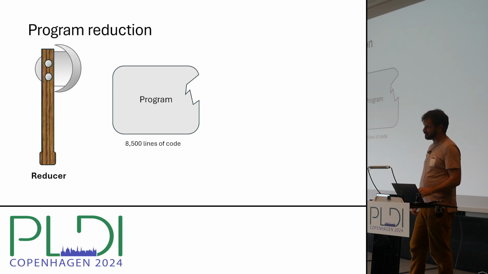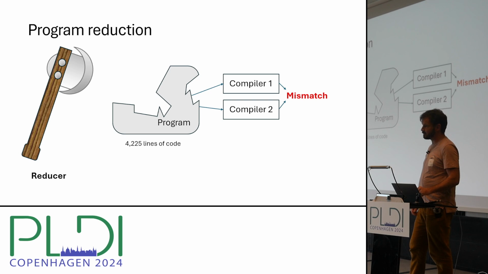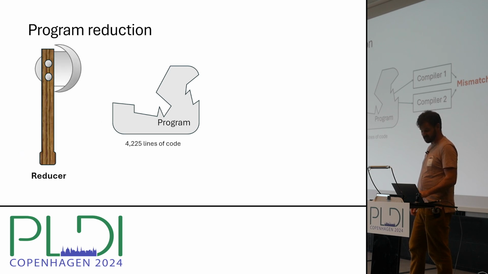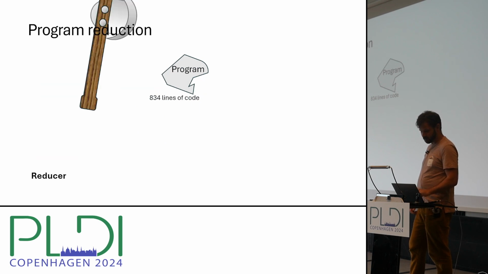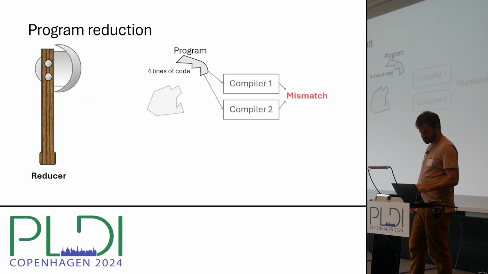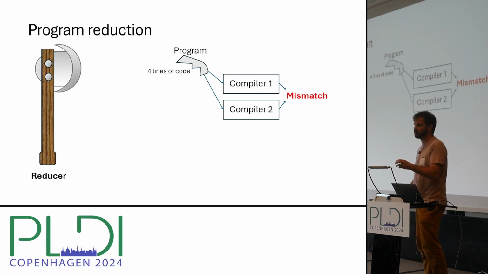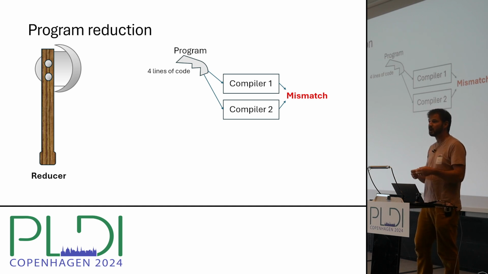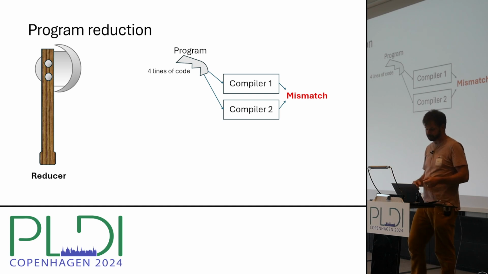So we managed to make the program smaller. We lop off a much bigger chunk of it this time. We give this to the compilers under test. They still disagree. Excellent. We lop off some more and some more. And what we end up with is a very small program that triggers the bug in the compiler. We get a mismatch from the results of the compiled executables from this very small program. And this small program will hopefully be small enough that developers can use it to debug their compiler.